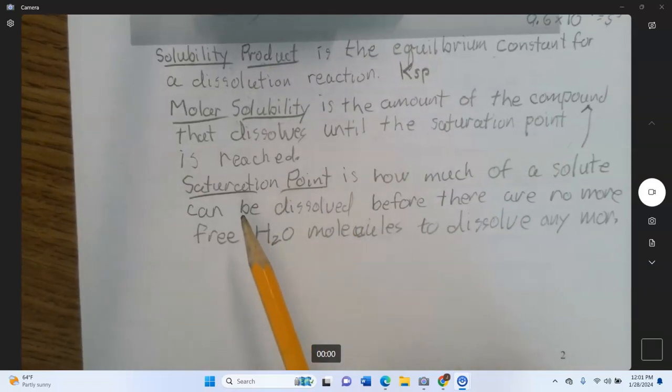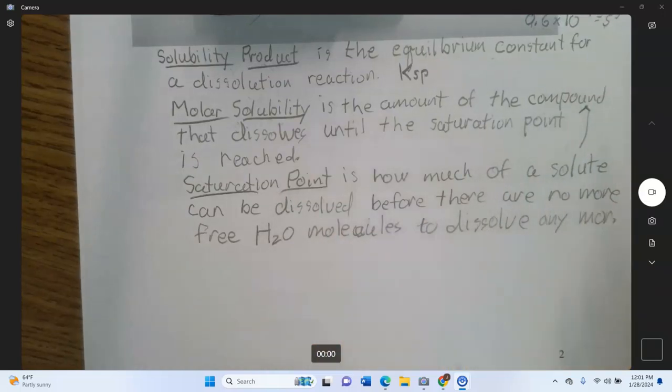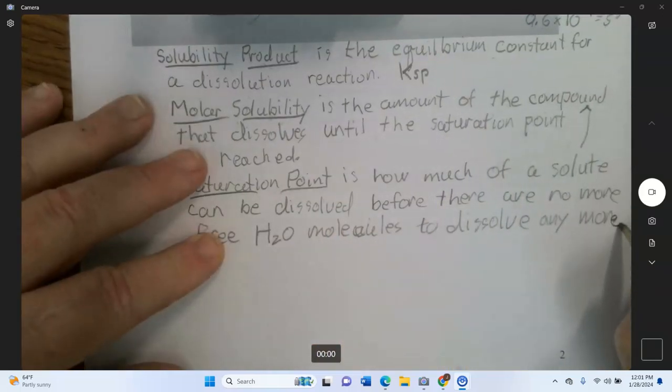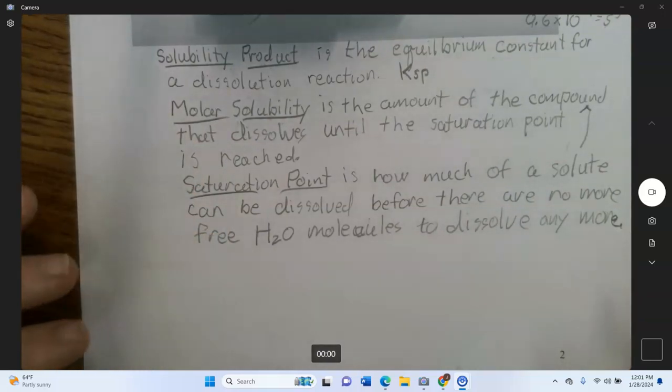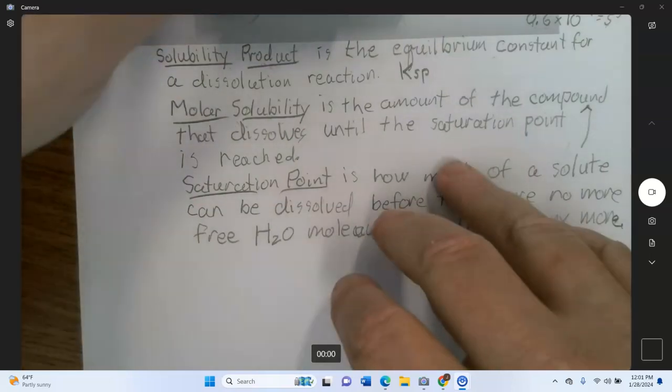What is saturation point? Saturation point is how much of a solute can be dissolved before there are no more free water molecules to dissolve anymore. Okay? So you basically run out of water molecules to continue to dissolve it. So what happens to it then? It'll just sink to the bottom as a precipitate. All right, so those definitions are the main ones you need to understand solubility product. Okay, so let's go ahead and do this.